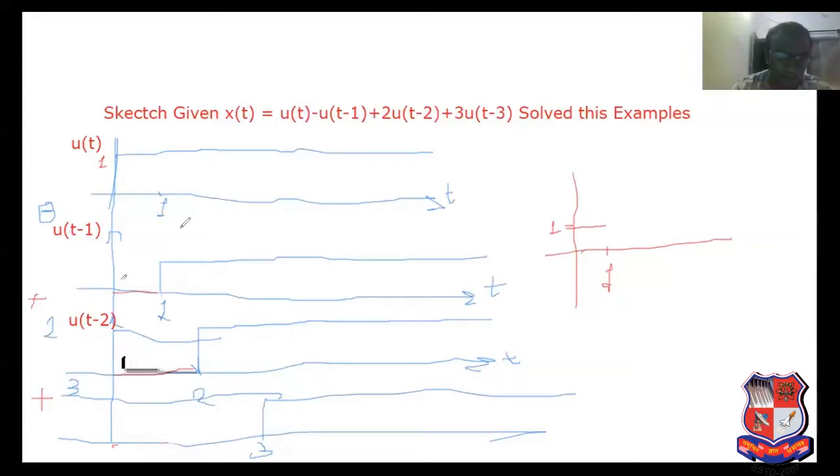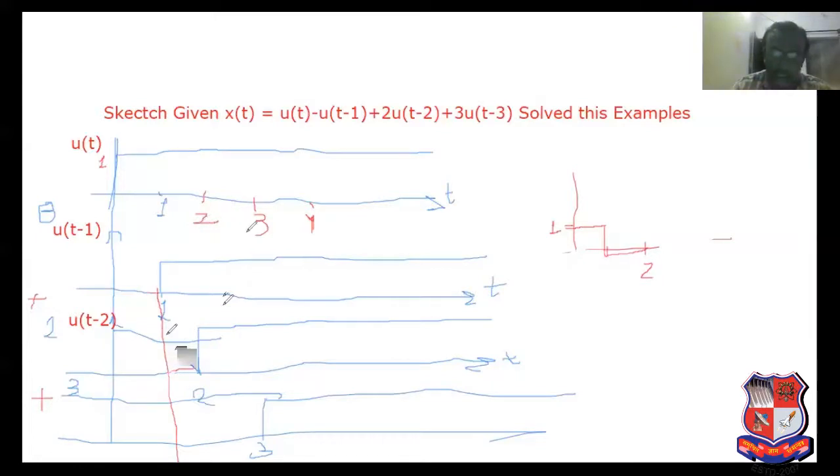Now from 1 to 2, mention here 2, here 3, here 4, like that. Between 1 to 2, 1 minus 1, 0. Here also 0. Here also 0. So here between 1 to 2, answer is 0.